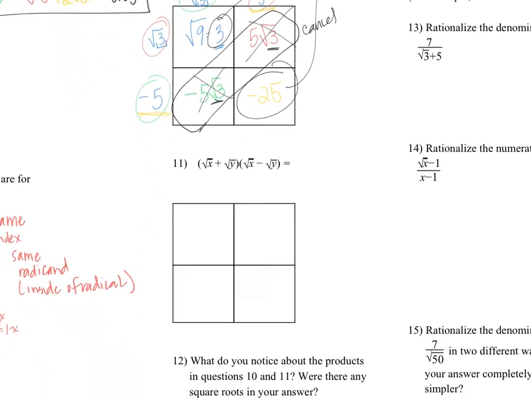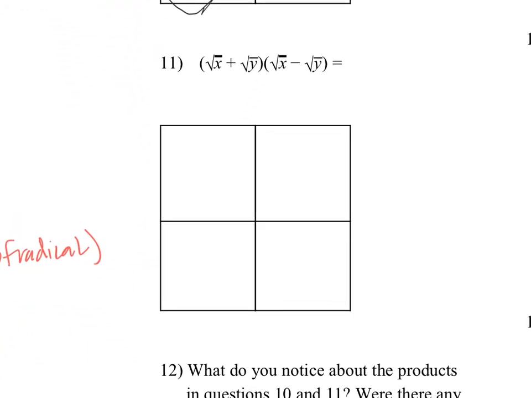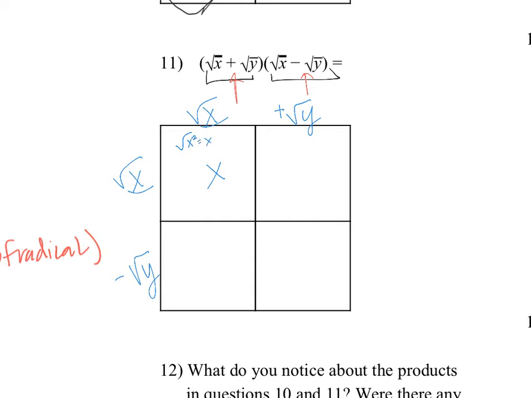So then when we look at question 11, again, it's identical binomials, but they have opposite signs in the middle. And so we're going to write it radical x plus radical y, and then radical x minus radical y. And so radical x times radical x, that'll just be radical x squared. So right away we can just say x. So radical x squared, which is x.